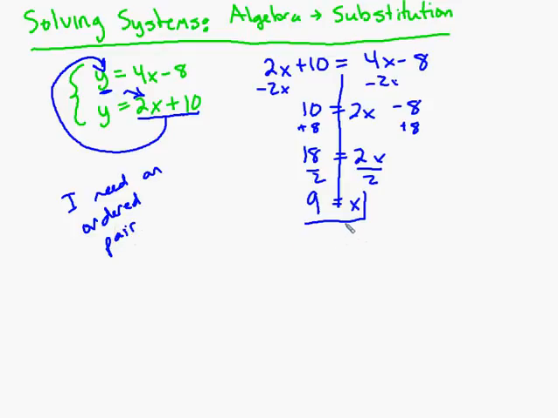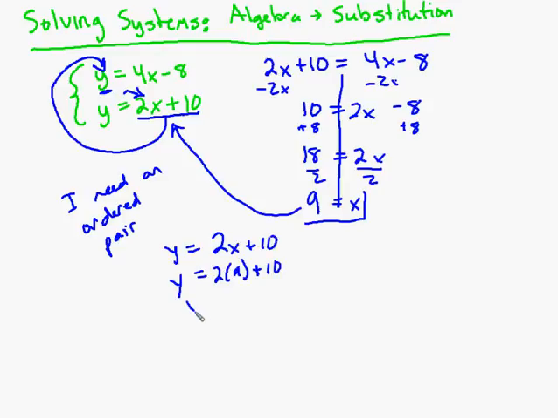I could take this and back substitute it into one of these, and it doesn't matter which one I do. So I'll try that one. So I'll say y equals 2x plus 10. I now know what x is. X is 9. So y equals 18 plus 10. Y equals 28. So my answer is, that's the other half of the answer, my final answer is (9, 28).